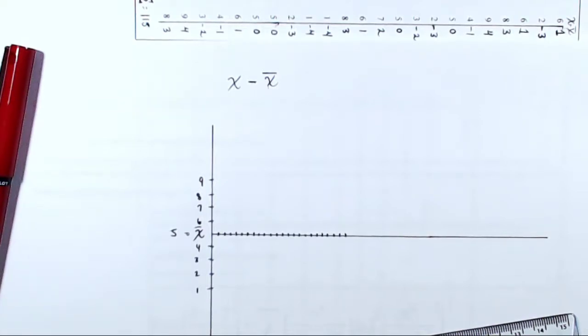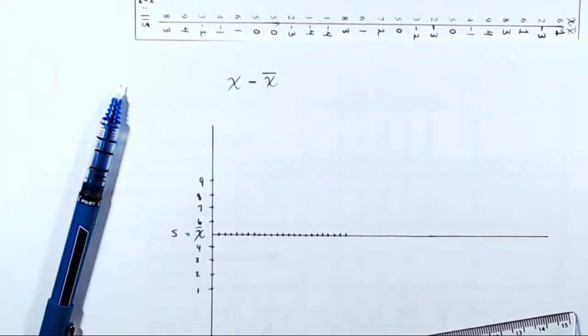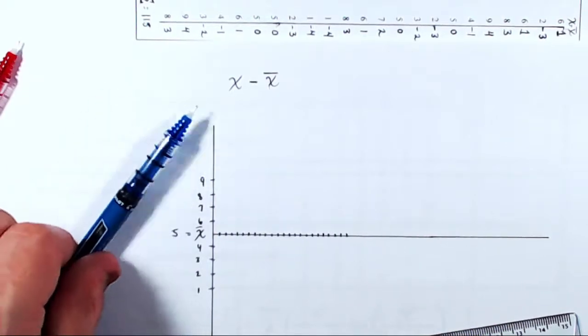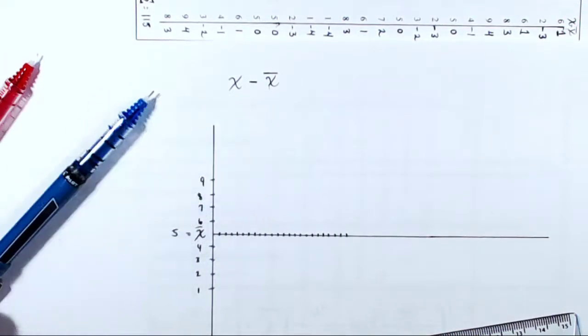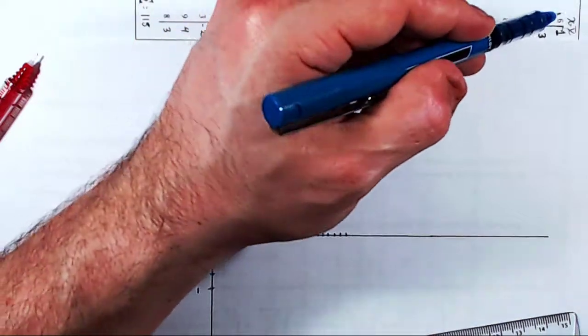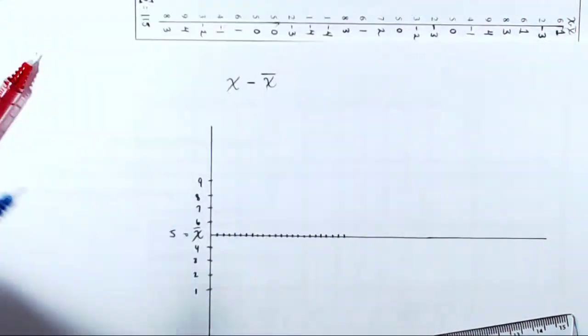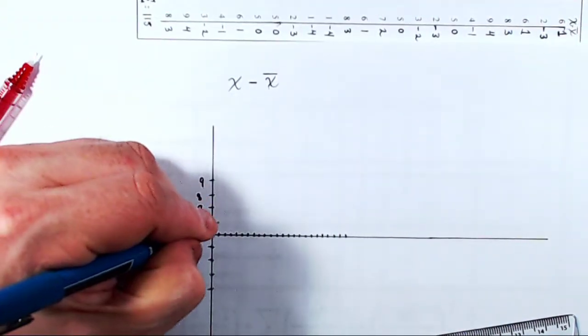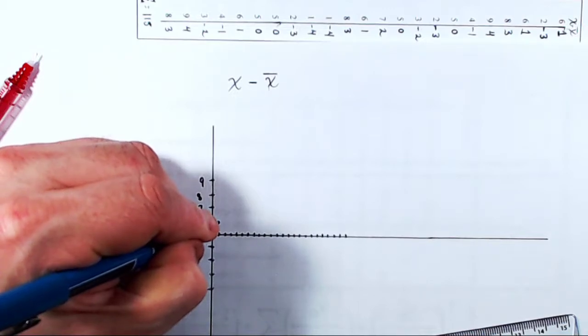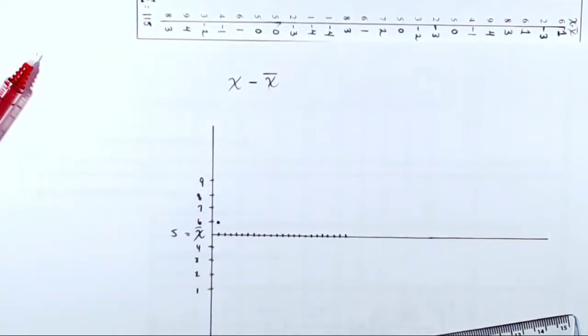For this, I'll use a blue pen and a red pen to make it stand out. My blue pen will be the actual value, right? So the first value gives 6. Where is 6? 6 is right here. So 6 is right there. That's 6.